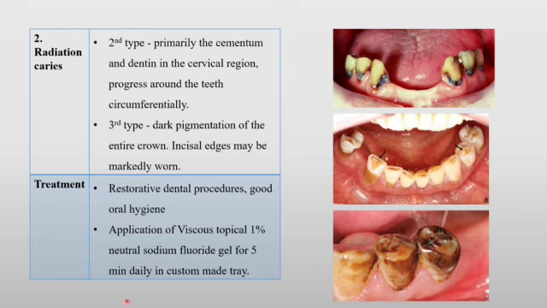Moving on to treatment, restorative dental procedures and good oral hygiene can be maintained to prevent radiation caries. Application of viscous topical 1% neutral sodium fluoride gel in a custom made tray for 5 minutes daily can protect from radiation caries.